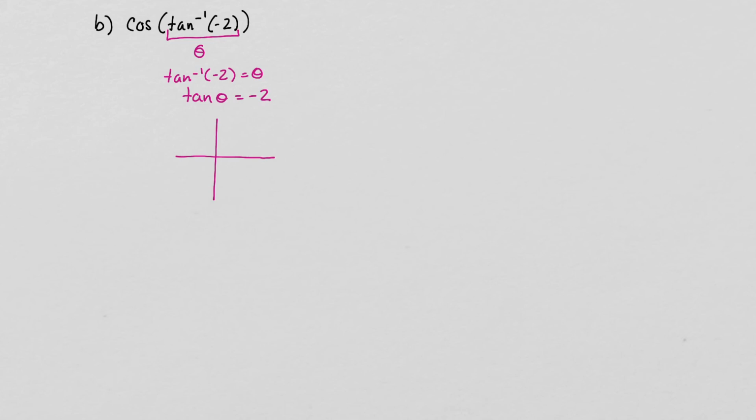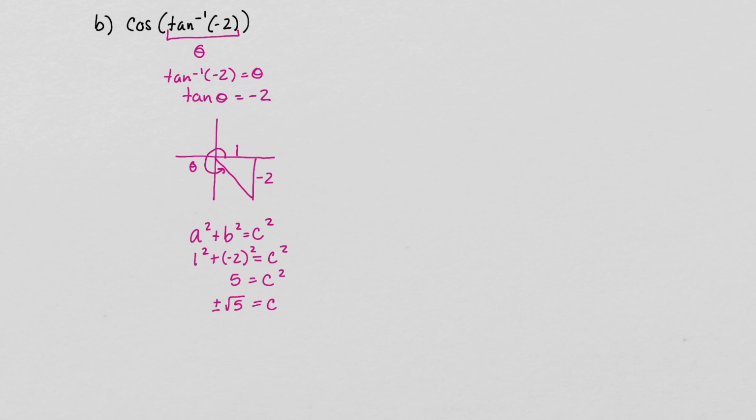So I have some angle in here. This is theta. The tangent is the opposite, negative 2 over the adjacent 1. We'll use Pythagorean theorem to find the missing side. So a squared plus b squared equals c squared. So 1 squared plus negative 2 squared equals c squared. So this is going to be 5 is equal to c squared. So c is going to be equal to plus or minus the square root of 5. Since the side that we're missing that we just found there is the hypotenuse, it's going to be positive. So it's going to turn out to be the square root of 5.